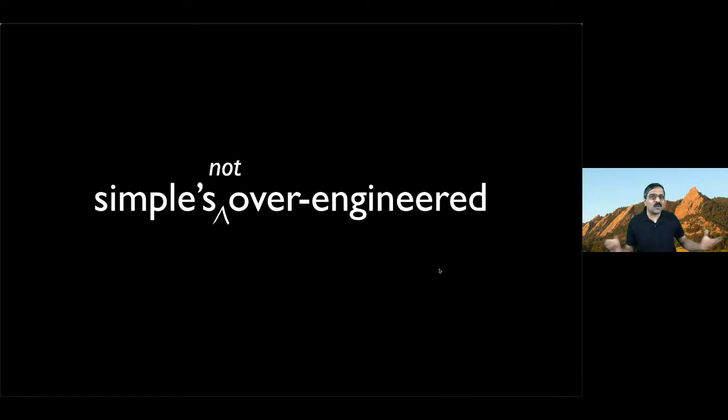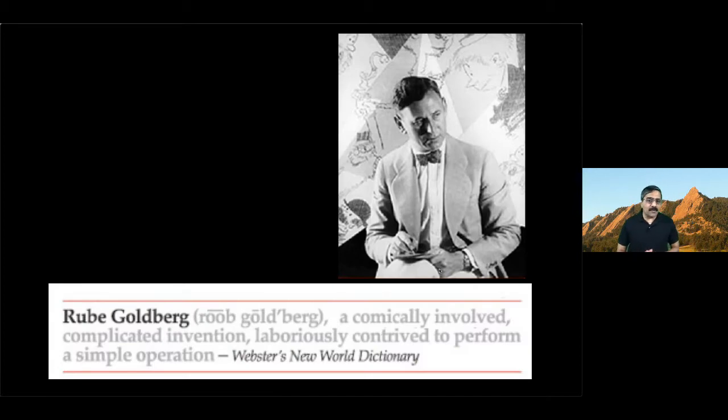That's one of the holy grails of software development, isn't it? You know, there was a gentleman called Rube Goldberg, and he really wrote about making things simple into something very complex. And those are called Rube Goldberg machines.